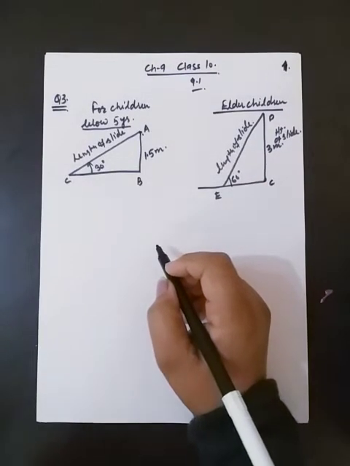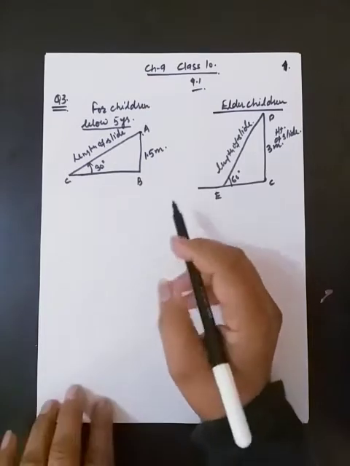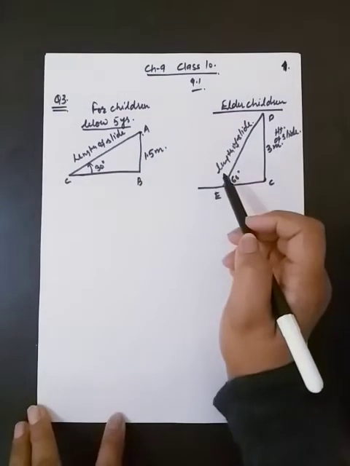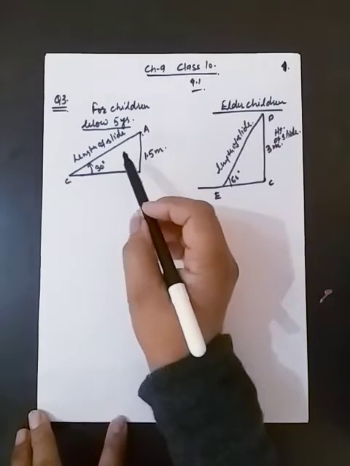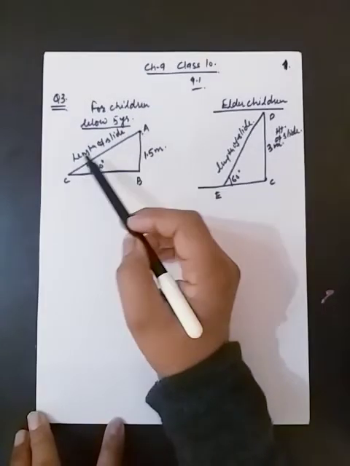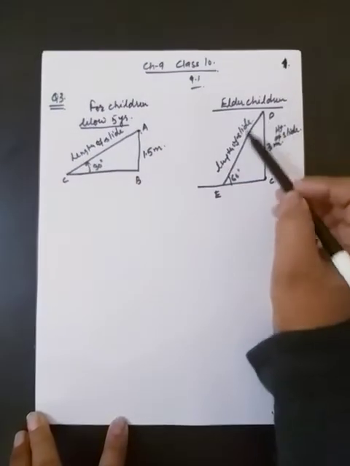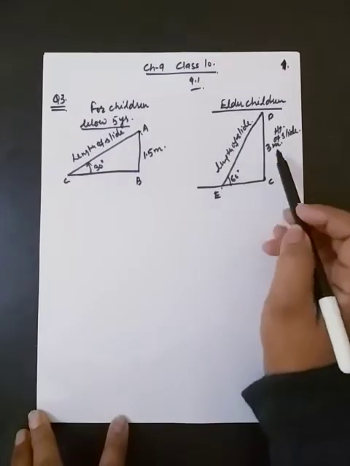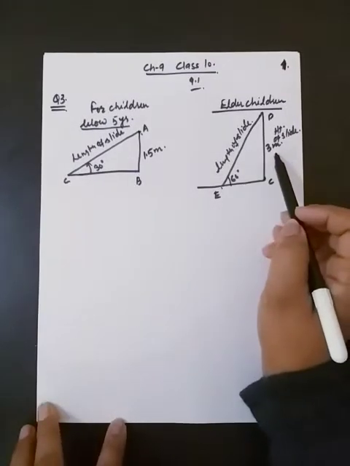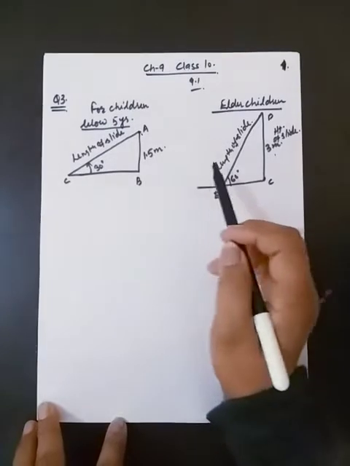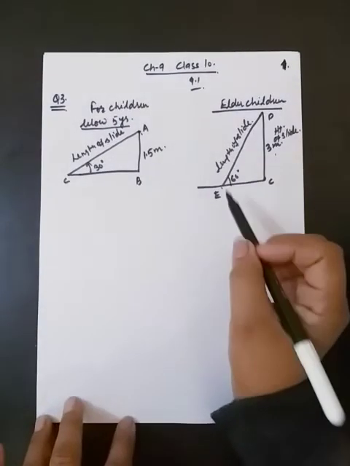What should be the length of slide in each case? Meaning for both of the sliders we have to find the length of sliding part. So in first triangle we have to find AC and in second part we have to find DE. Again we can see that perpendicular is given and we have to find hypotenuse in both of the triangles.